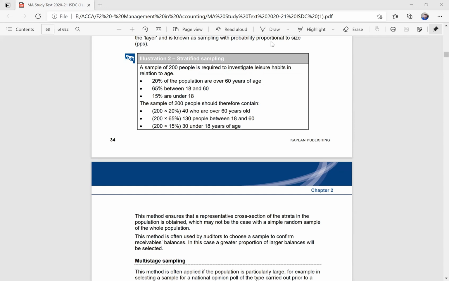So this method is used in most scenarios by auditors and people who want to divide the population into different strata, or you can say different groups, and then take a sample of each of them to analyze it better.